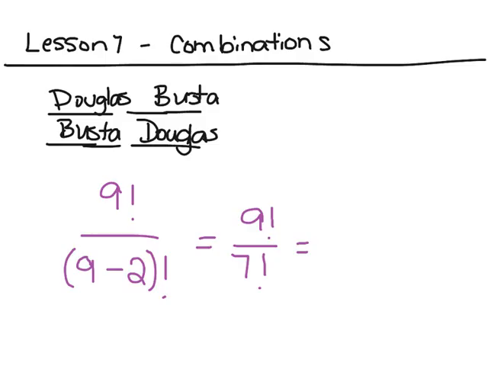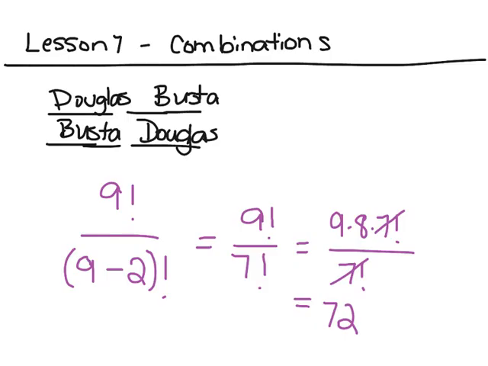9 factorial is the same as writing 9 times 8 times 7 factorial divided by 7 factorial. The 7 factorials cancel. So we have 9 times 8, which is 72. That is how we would solve this if we were using a permutation.